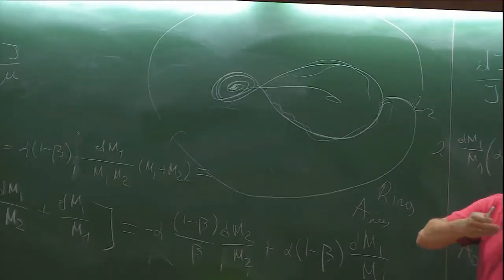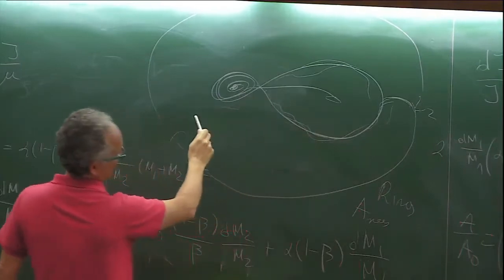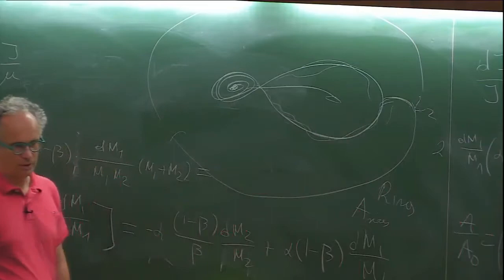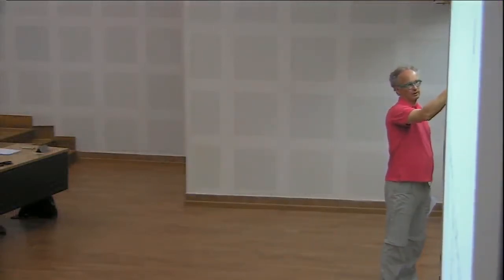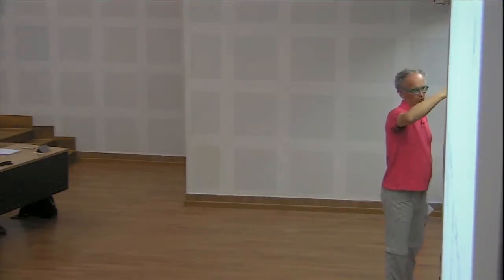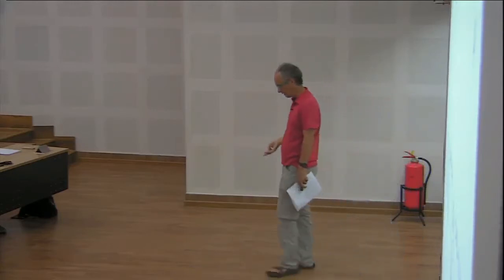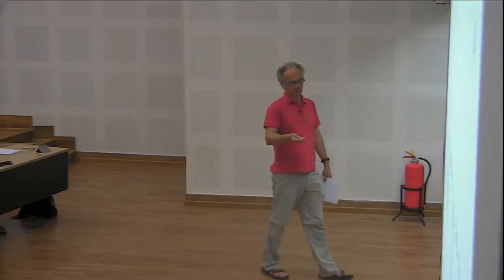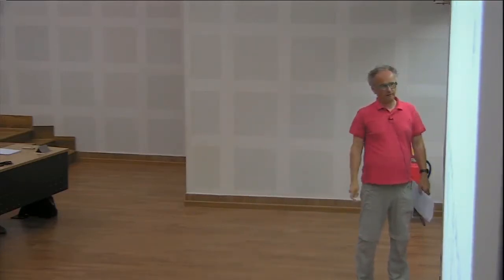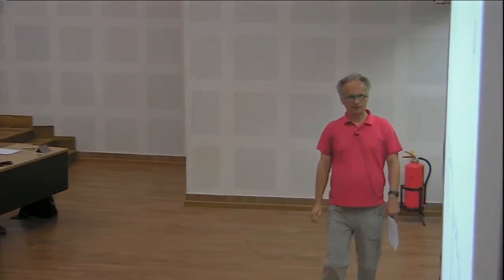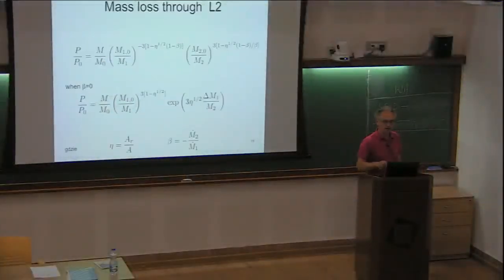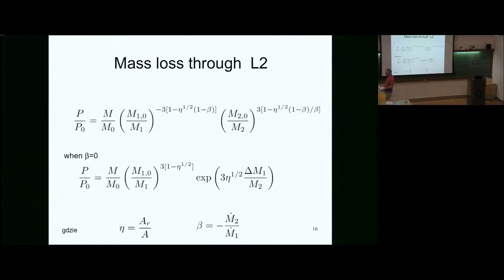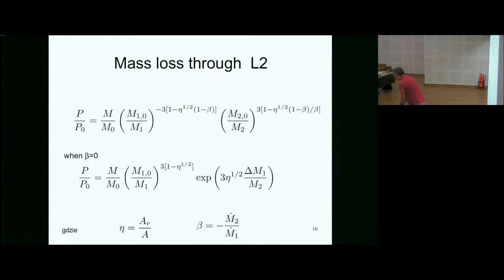Now, that will happen if the mass loss rate from the donor is very, very slow. So if we very slowly increase the radius here and very slowly fill up the Roche lobe, the typical velocity of the outflowing mass is much smaller, of the order of or smaller than the orbital velocity. So in this case, we can describe the mass loss through L2 in a little bit of a different way. So let me just try to get some space here.